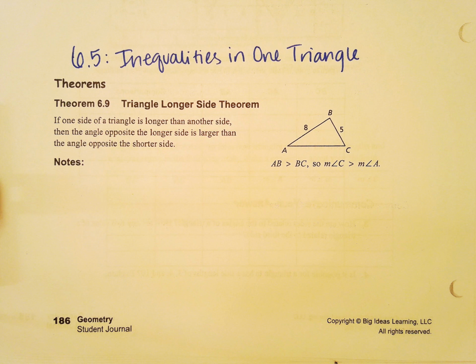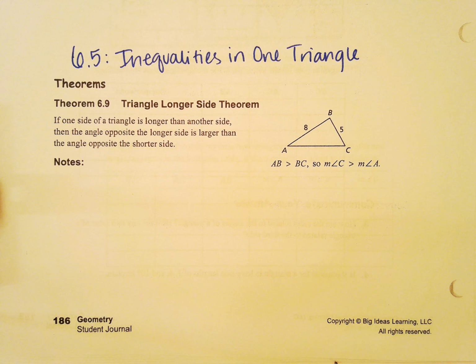So the first one that we're going to look at today is called the triangle longer side theorem. What this says is that if we have a longer side of one triangle, then the angle opposite that longer side is bigger than the angle opposite the shorter side. What that really means is, if we have a long side, then we have a bigger angle that produces that long side. And if we have a smaller angle, we have a shorter side. The key here, though, is recognizing what the angle is that's opposite from the sides that we are dealing with.